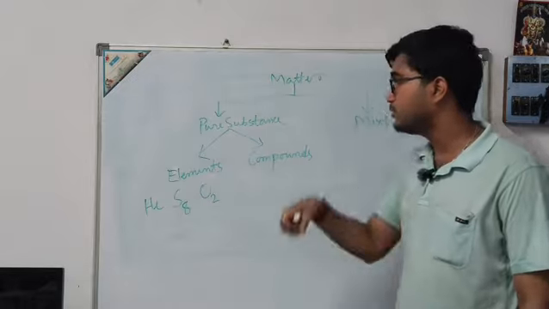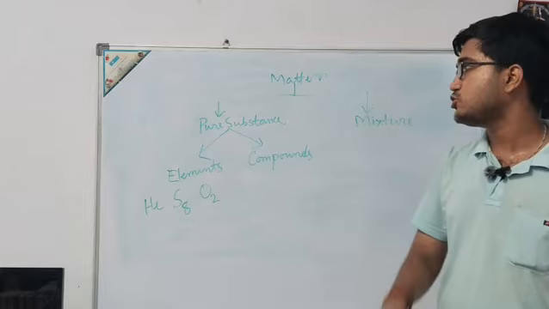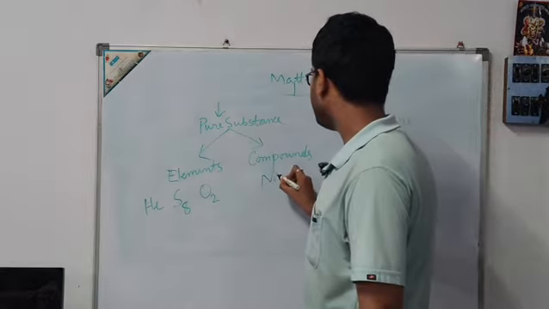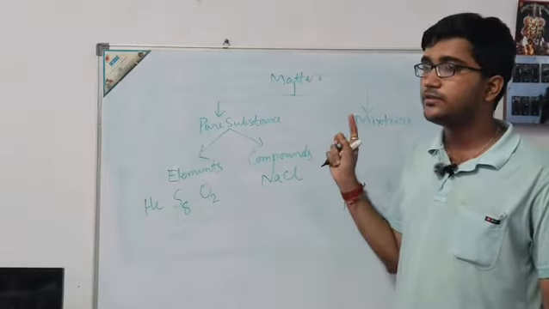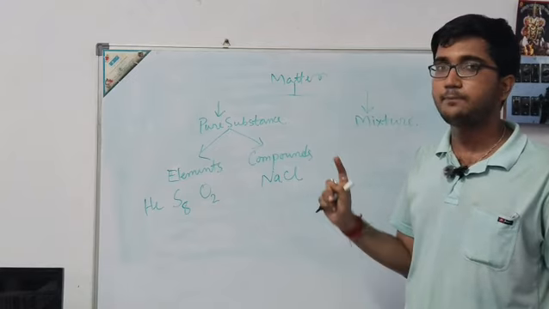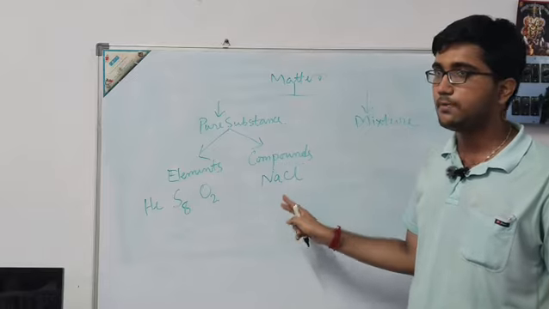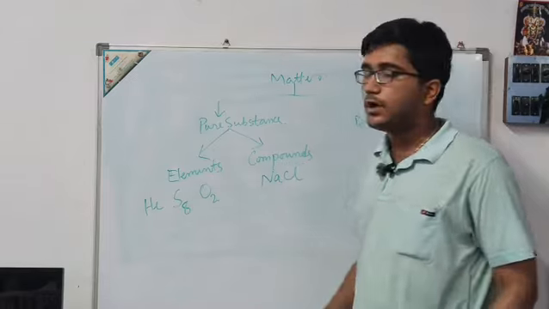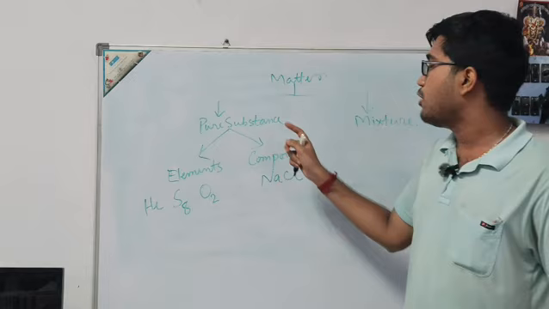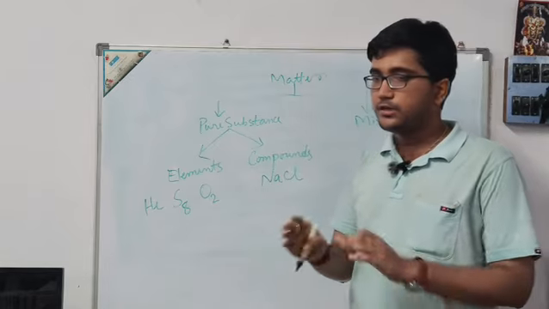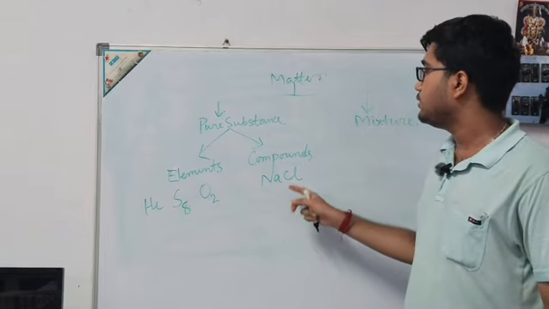But what are compounds? Compounds are those pure substances in which two or more elements are combined together in a fixed ratio by mass. For example, NaCl is a compound. And this NaCl is a pure substance because no other impurities or no other elements are present. In this NaCl only sodium and chlorine are combined together in a fixed ratio by mass. Now one important characteristic feature of pure substances is that, out of these pure substances, elements cannot be physically separated, but compounds can be separated chemically into their constituents.